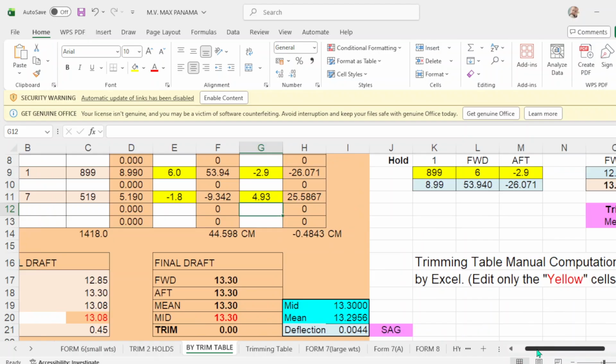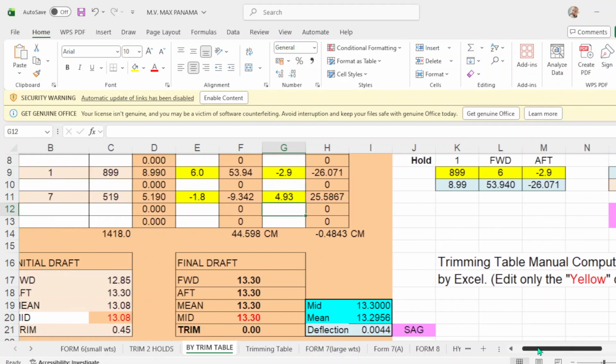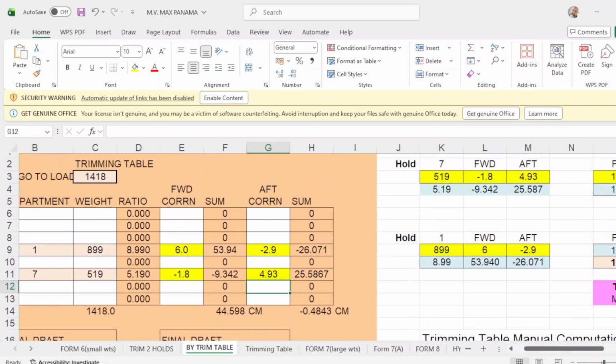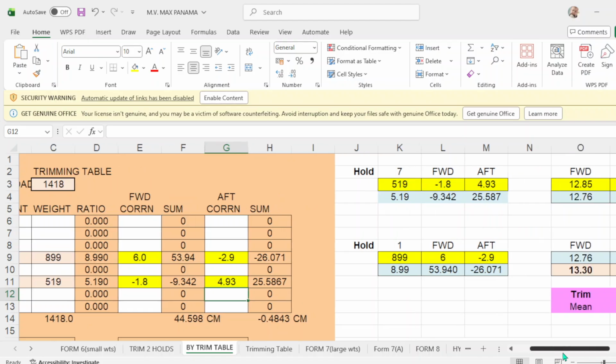Now there's another way of doing this trim table. First you want to load in hold number 7 so that you will have a good trim. So in number 7, you load 519, and your forward correction is negative 18 and up correction is 4.93. So once you finish loading number 7 and number 1, your amount to load in number 1 is 899, your forward correction is 6, and your up correction is negative 2.9, okay?